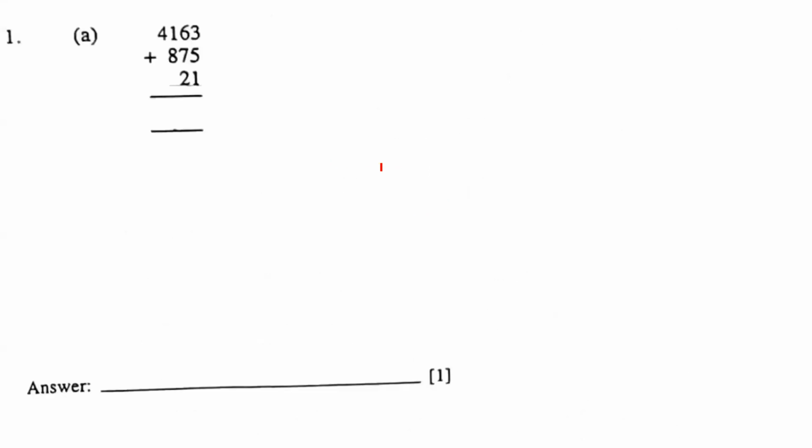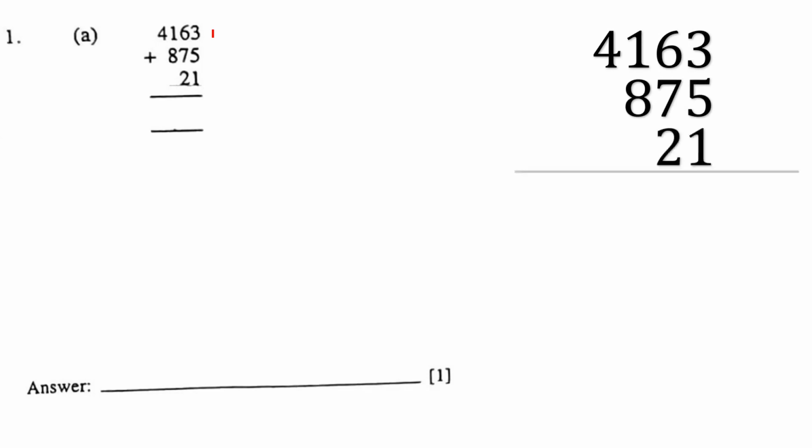Okay, let's consider question number one. Here we have an addition problem. We have to add 4,163 with 875.21. We have to add those three numbers. So let's begin with the first column. We have 5 plus 3 plus 1. That's going to be 9.